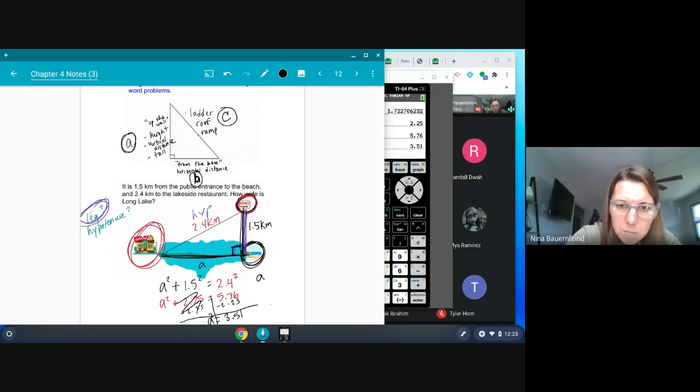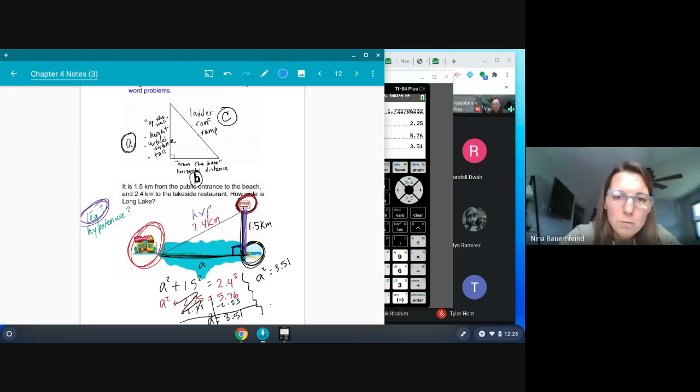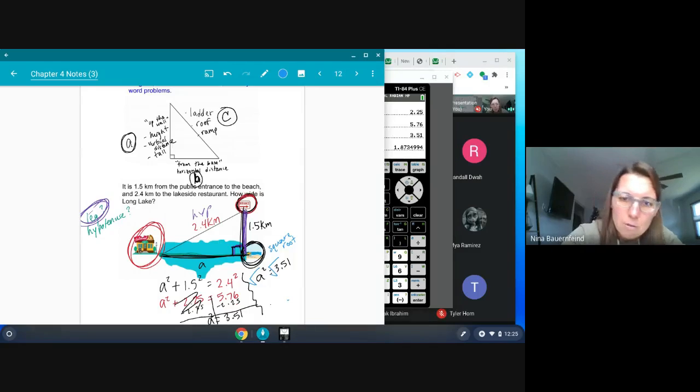So now I'll move this up here. Now what it says is A squared equals 3.51. That's what it says real small down there at the bottom. And our last step is to square root. Square root. And when we square root 3.51, we get 1.873. So that means it is 1.87 kilometers.